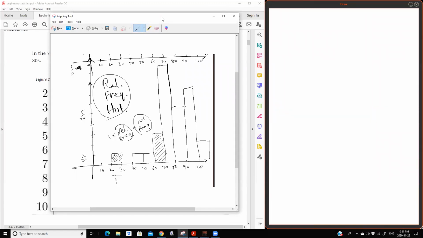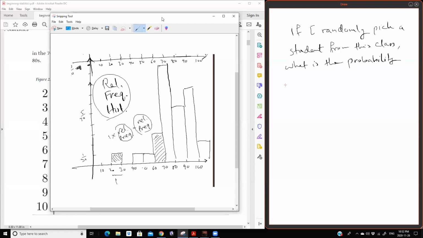So imagine if I ask you, for example, if I randomly pick a student from this class, what is the probability that his or her grade is greater than or equal to, let's say, 90? Yes?